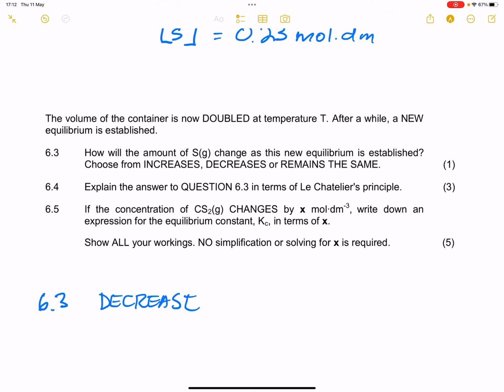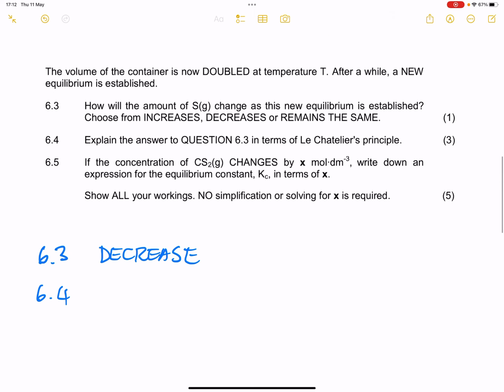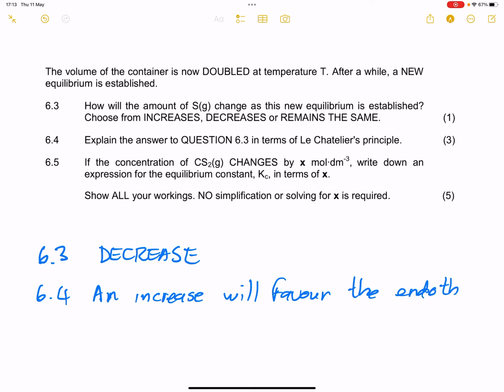Okay, right. So 6.4, they say explain the answer in 6.3 in terms of Le Chatelier's principle. Now, remember, in Le Chatelier's principle, you will state the change, which reaction is favored and why it's favored, and you'll state the result. So, an increase in temperature will favor the endothermic reaction. That's a statement of fact.